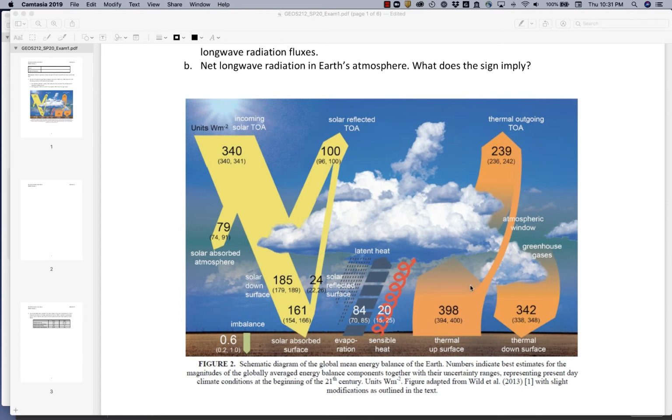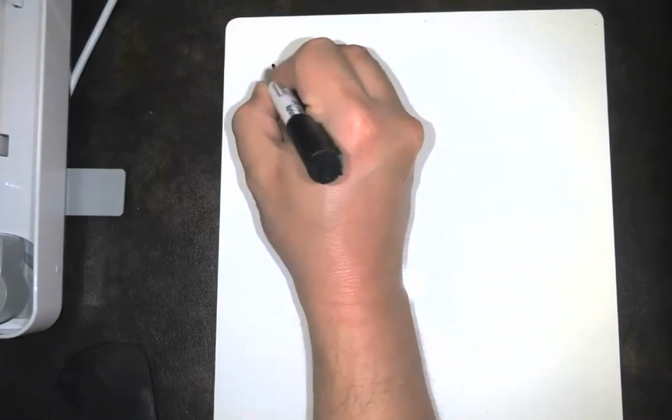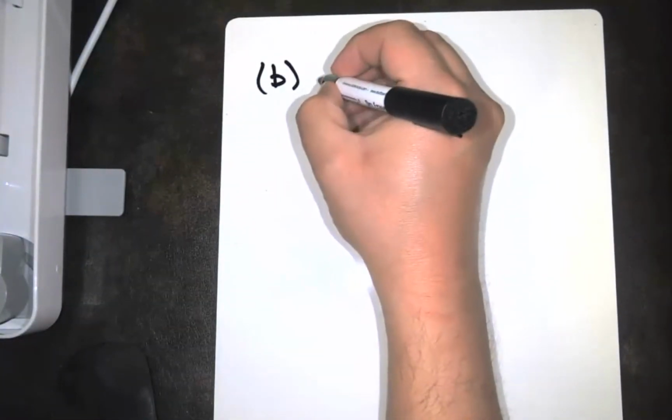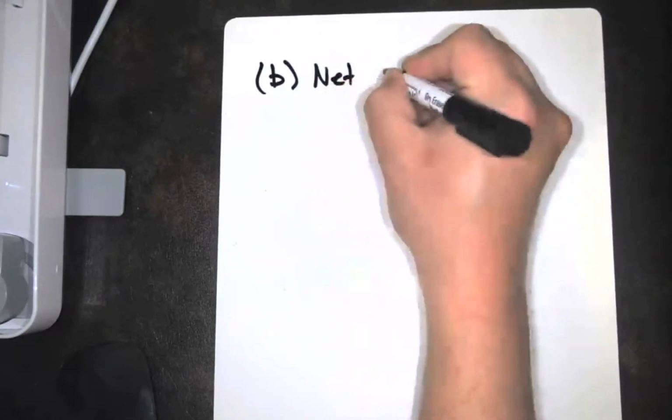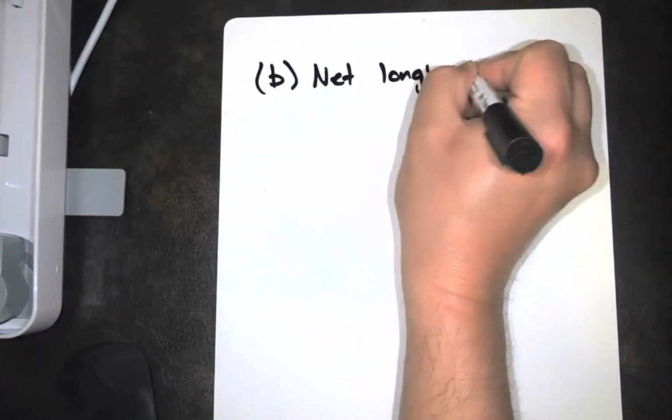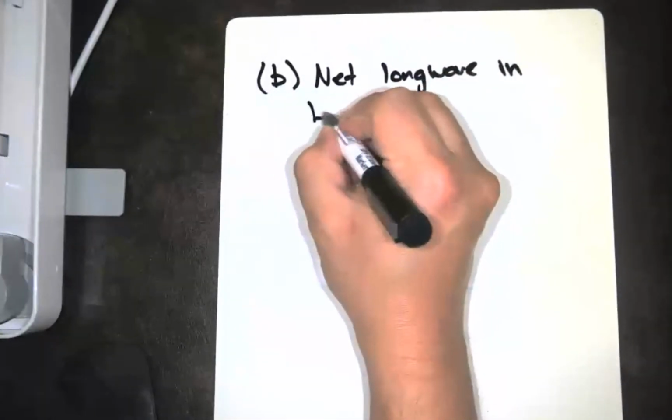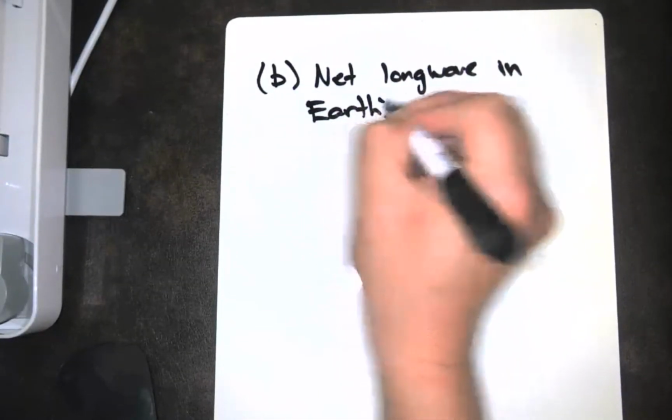in orange here. Okay, so again, this is a question in which, if we are very careful about determining which fluxes are coming in and which are going out, it can go a long way towards getting us to the right answer. So question B here is to determine the net long wave radiation in Earth's atmosphere.